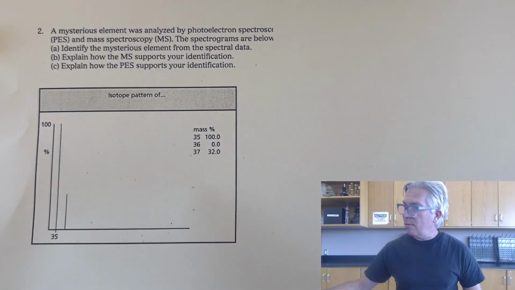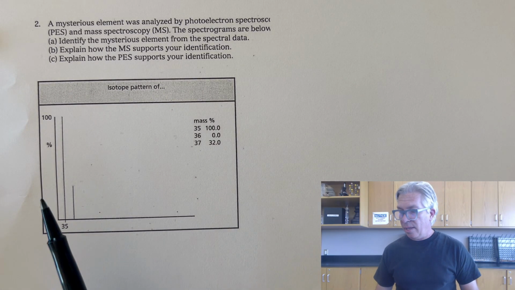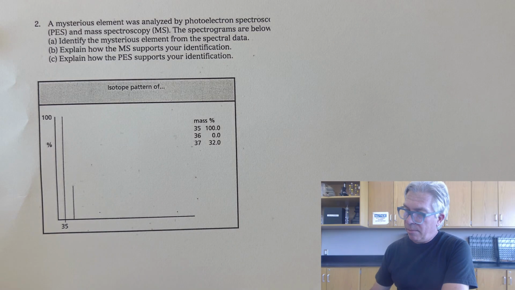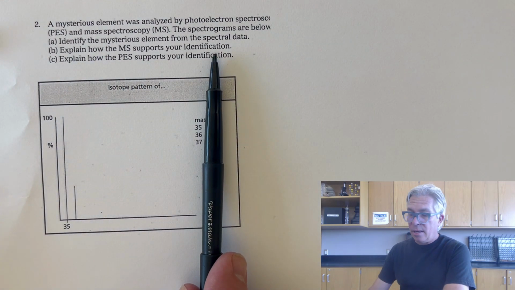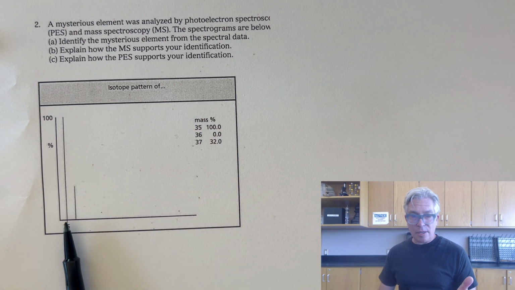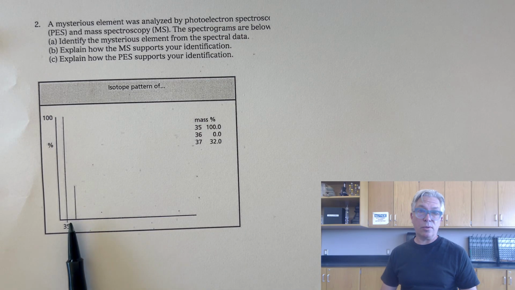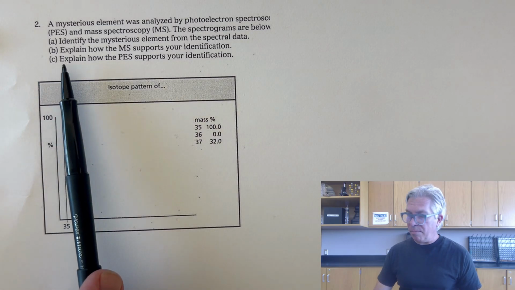All right, and we're almost done. And you might be wondering, hey, Mr. Rudolph, this is the same mass spectrum. And yes, that's true. It's a different question. It's more of a free response type question. But it says, identify the element, explain how it supports your identification, in which case you would say the atomic mass of chlorine falls between 35 and 37, but more toward the 35. So that's evidence. This one also includes something about PES.